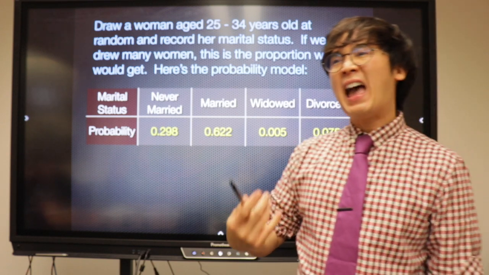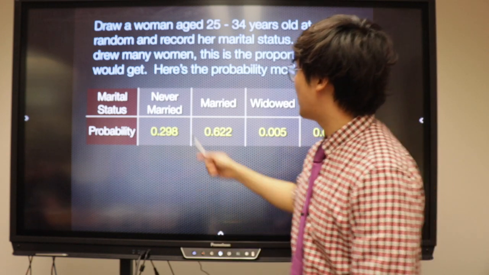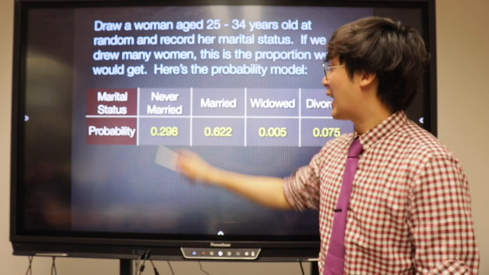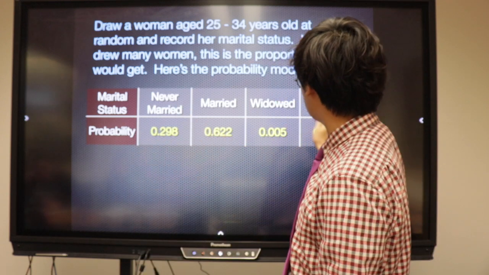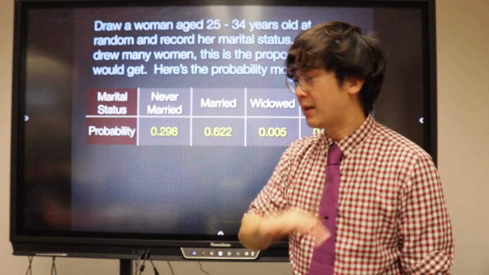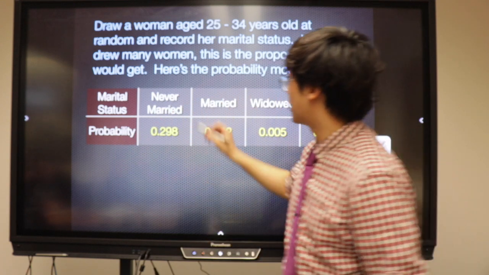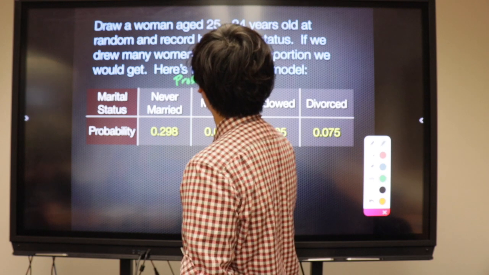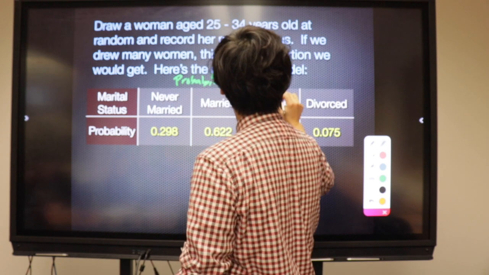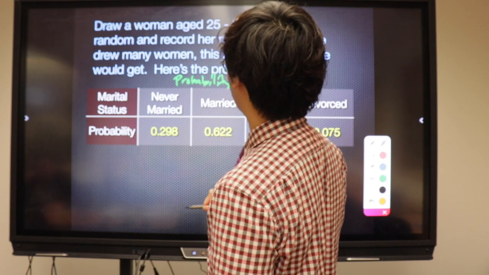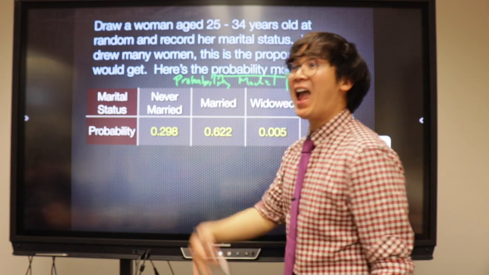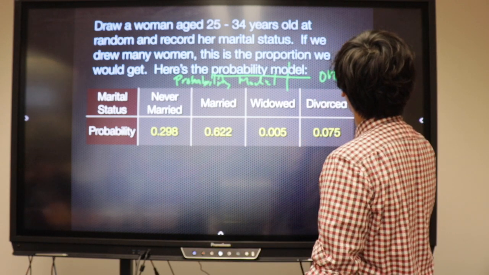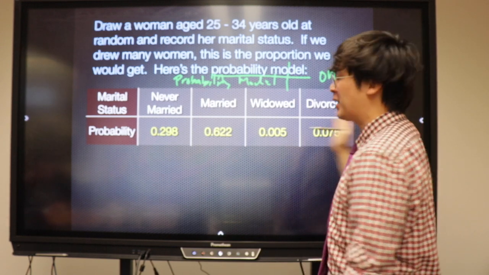So let's say they asked 250 women if they're never married, married, widowed, or divorced. They count the number of women who answered each, and then divide by the total. Now they have a probability model. It says here, this is the probability model. Another term we use for this probability model is one-way table, because it's just one way.